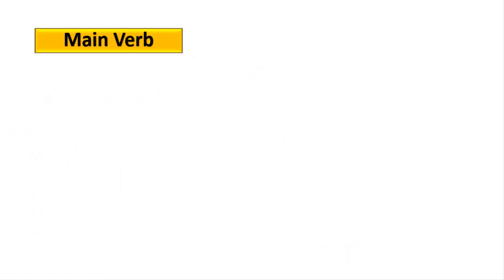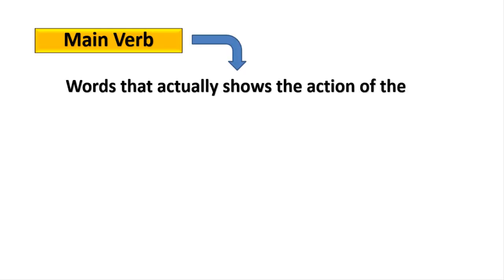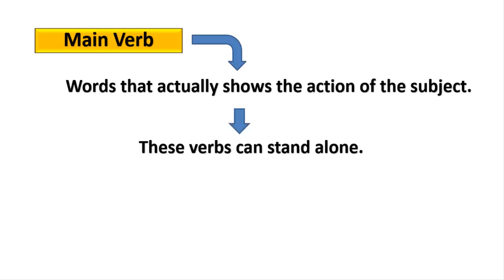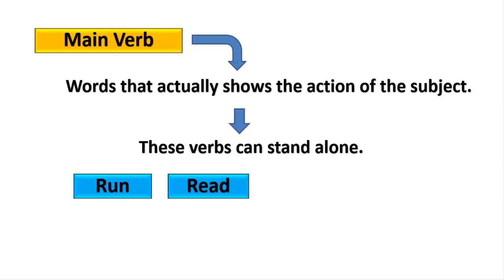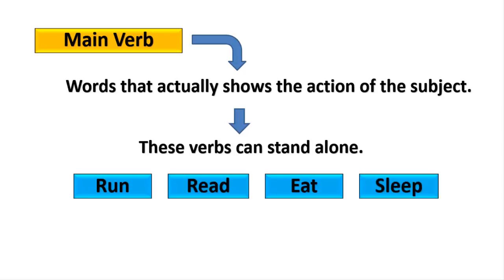So first, what are main verbs? Words that actually show the action or activity of the subject. These verbs can stand alone without any help of others. For example, run, read, eat, sleep, etc. All these verbs can exist alone and independently. They provide complete meaning.